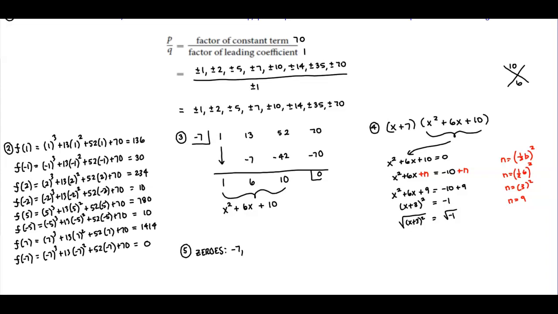The square root of x plus 3 squared becomes x plus 3, and the square root of negative 1 is i. Remember that this is plus or minus, so it is plus or minus i. Therefore, x equals negative 3 plus or minus i. That means we have two factors: negative 3 plus i and negative 3 minus i. So the other two zeros are negative 3 minus i and negative 3 plus i.